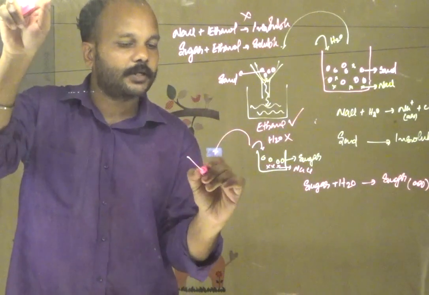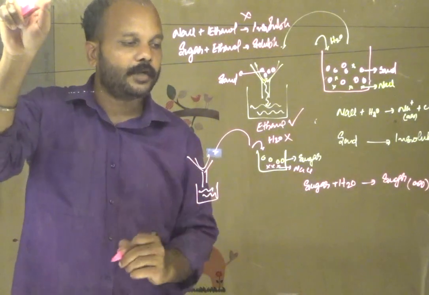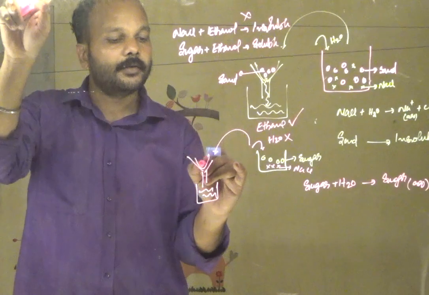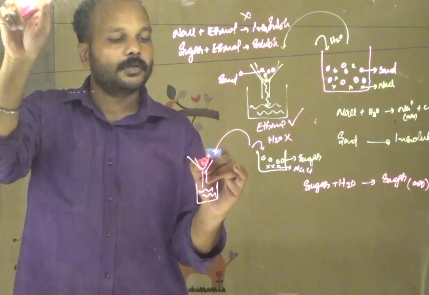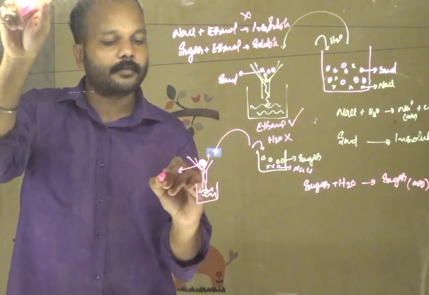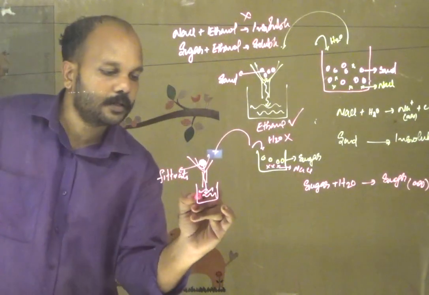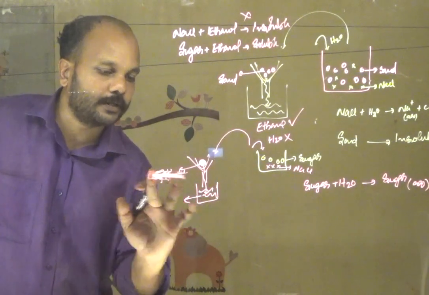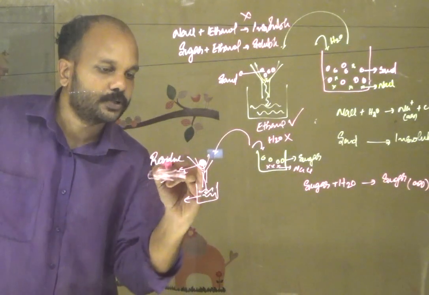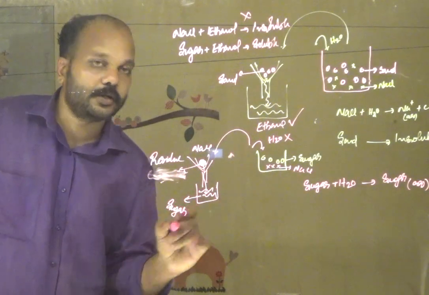You can go with the same filtration process. What's going to happen is the sugar will pass through, but sodium chloride will remain here. It will remain as a residue. Sorry, not filtrate, the right word is residue. Sorry for the mistake. So sodium chloride will remain as a residue, and the sugar will remain as a filtrate.